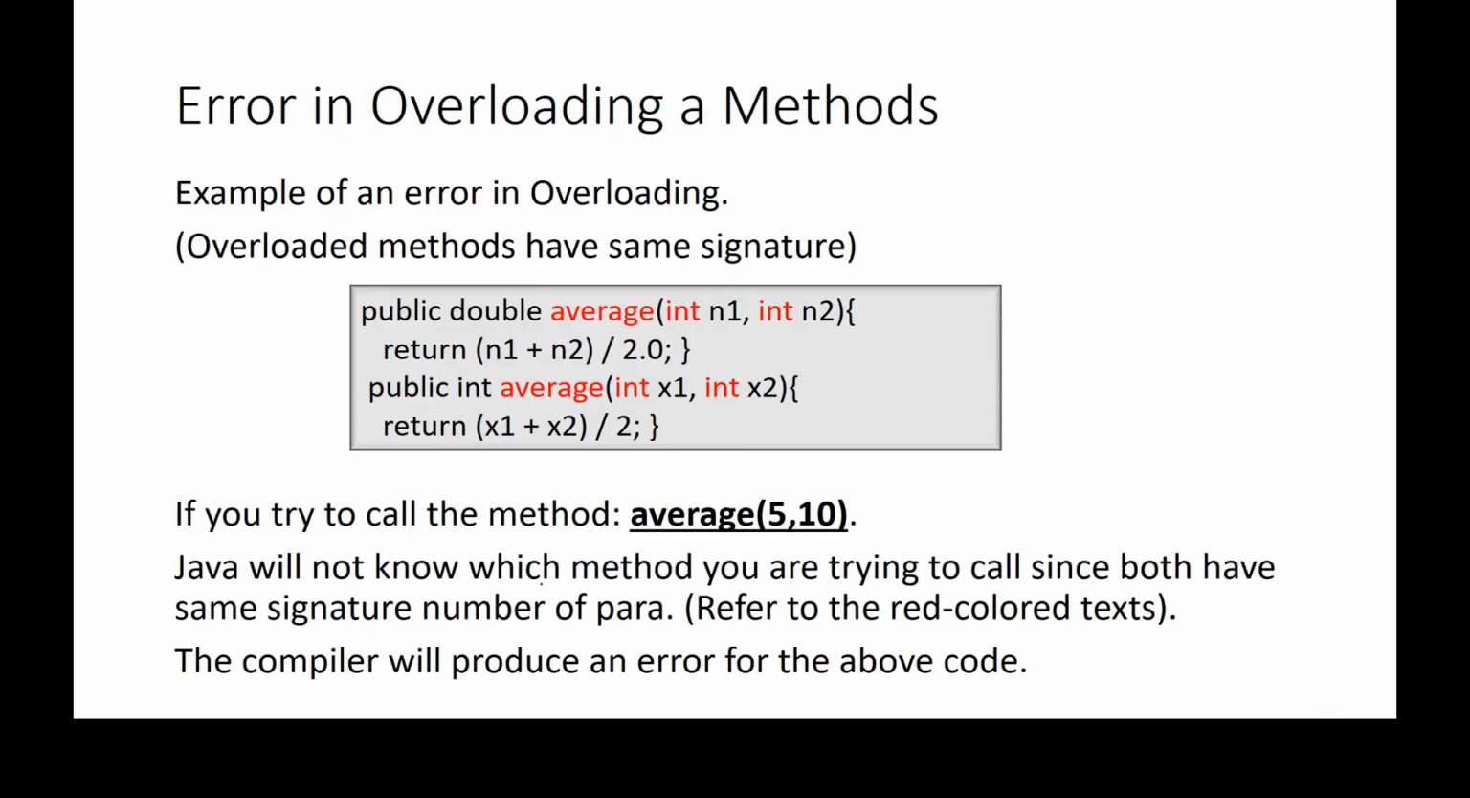Remember, now there's some error here, okay? This is an example. So we have double average, integer n1, integer n2, all right? And this is the same thing here. What is the error here?